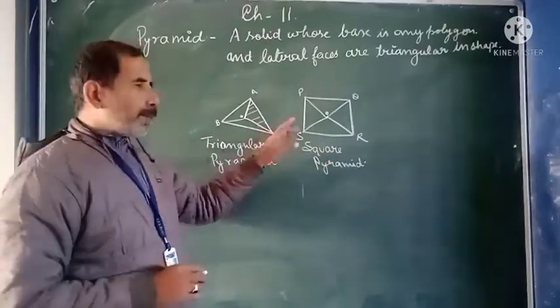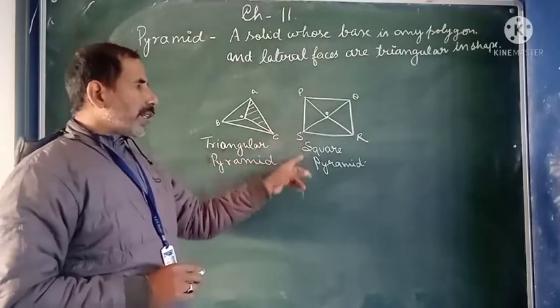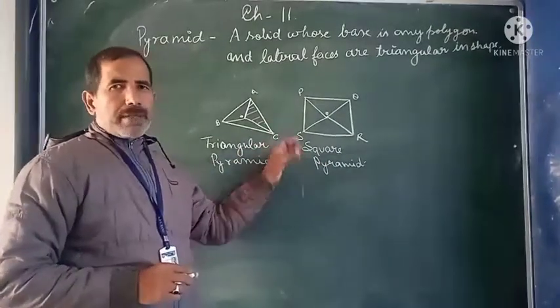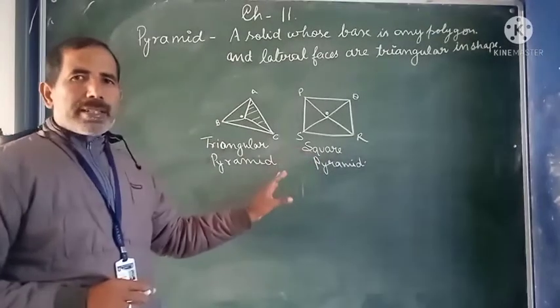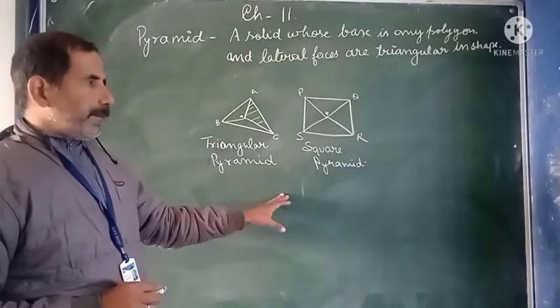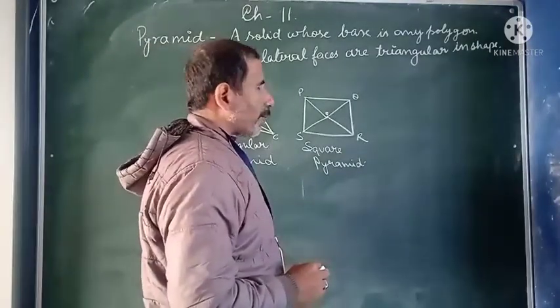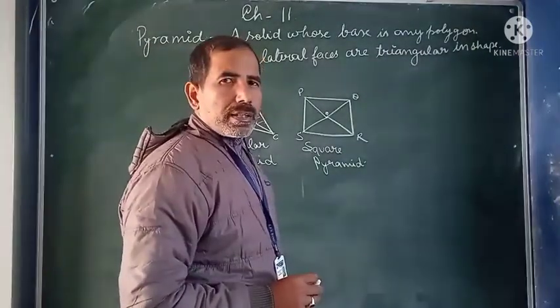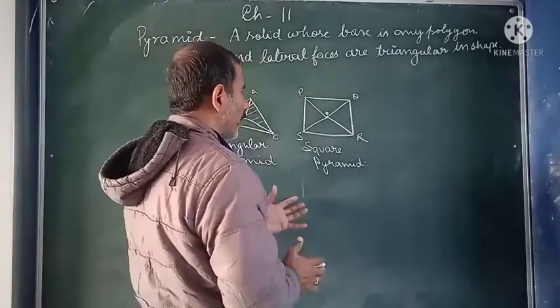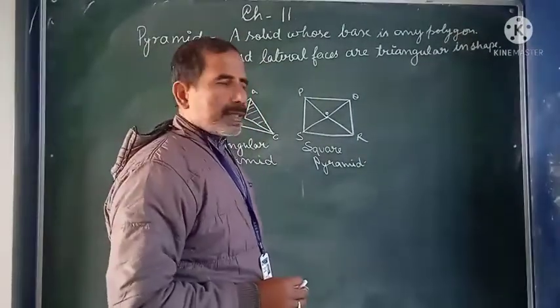What may be the base? If the base is pentagon, we will call it pentagonal pyramid. If the base is hexagon, we call it hexagonal pyramid. Now we will understand how we can find the number of faces, edges and vertices.